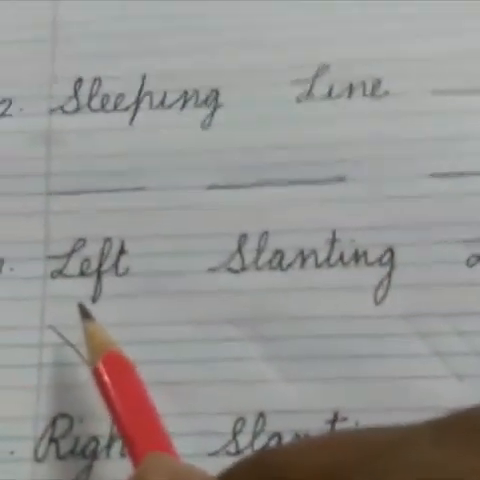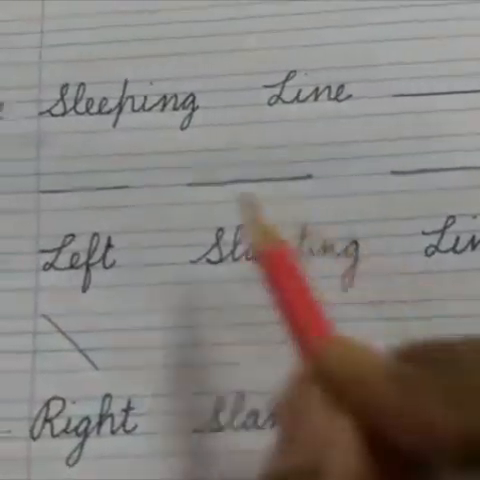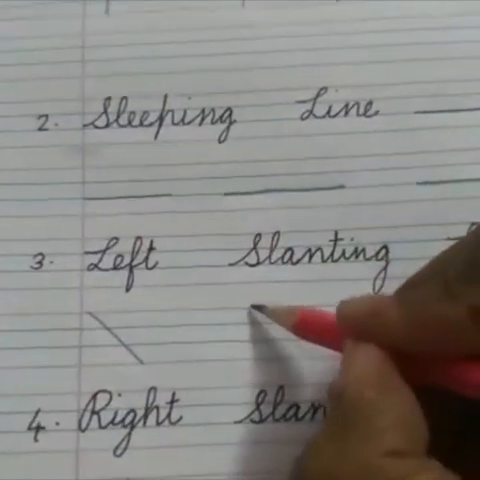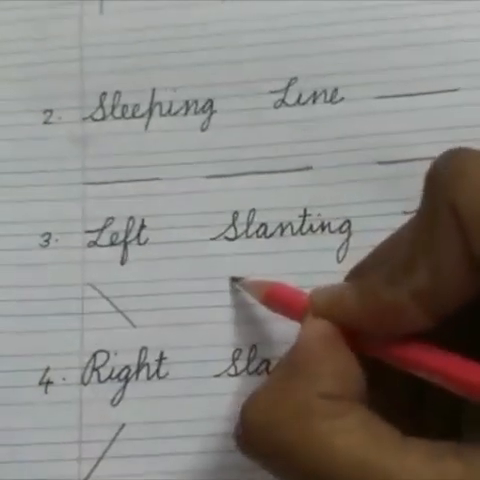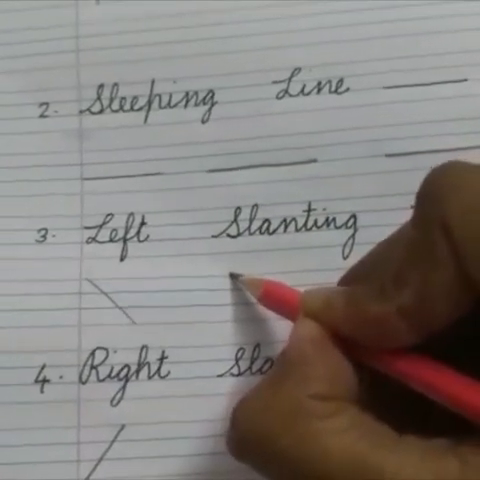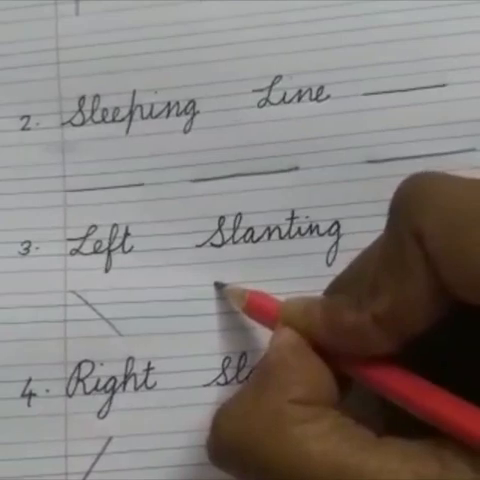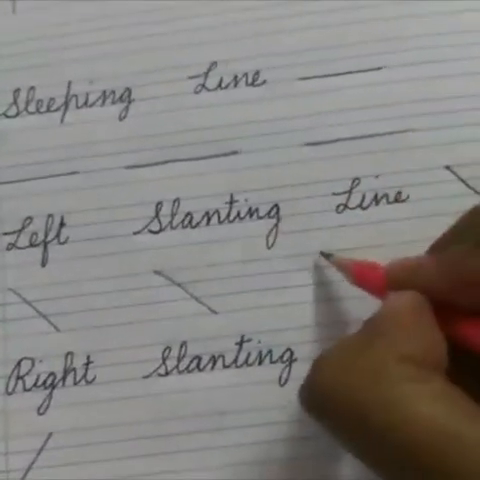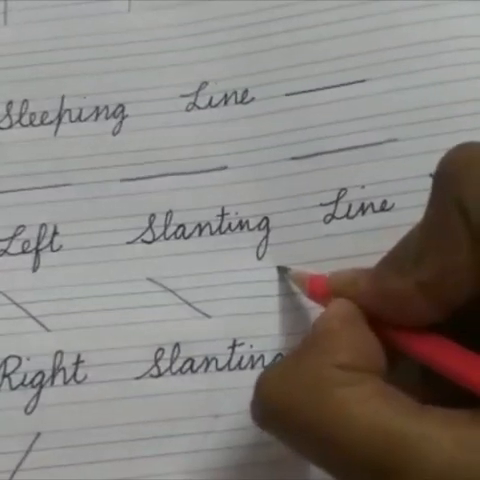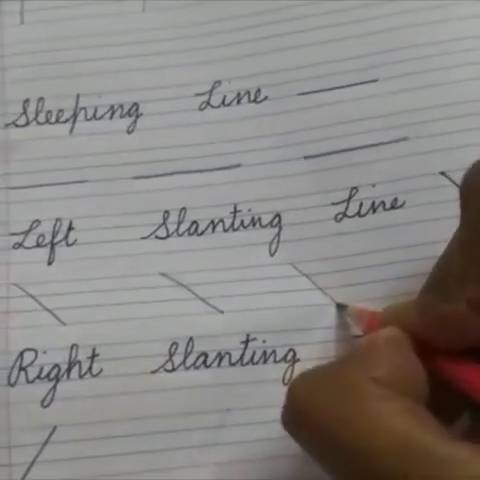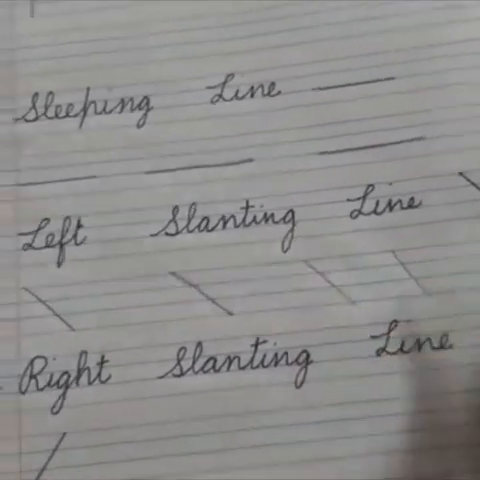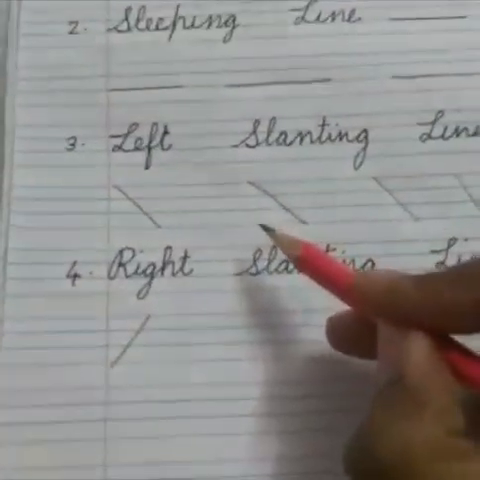Next is the left slanting line. Left slanting line begins from the left hand side. From the left hand side, you start from the red line on top and like this. This is your left slanting line.